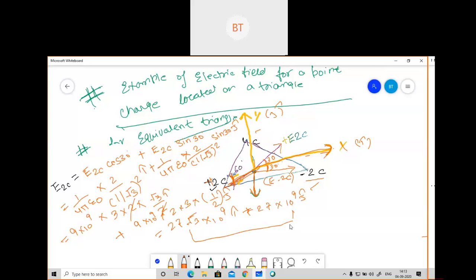Please tell me if any kind of doubt is there. Please share your views, if any doubt is there, how I have calculated for E2C. So no doubt is there. We can move to E minus 2C.